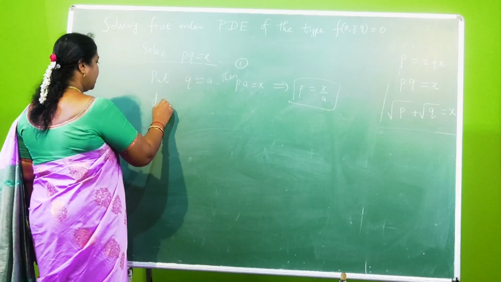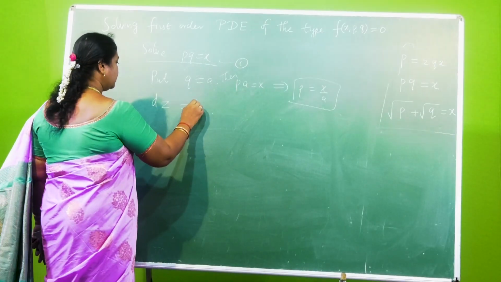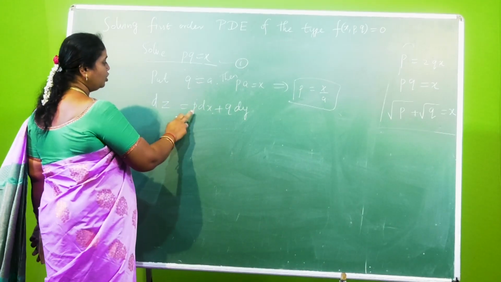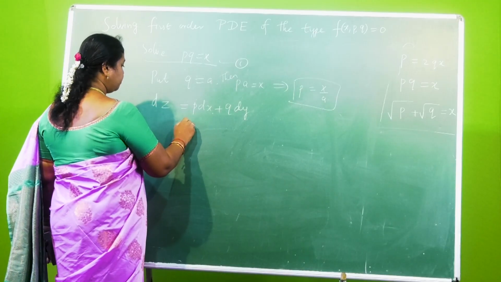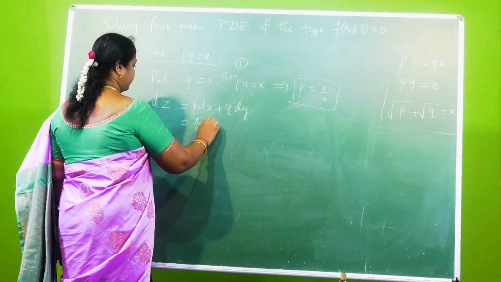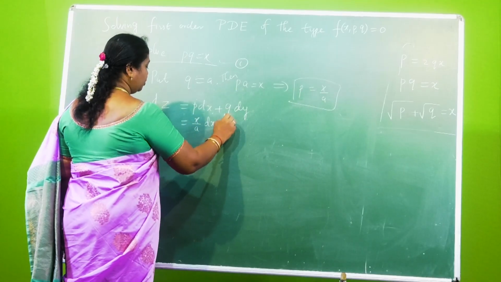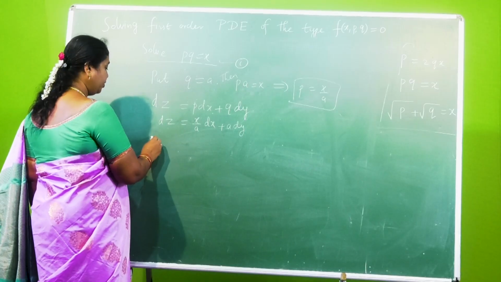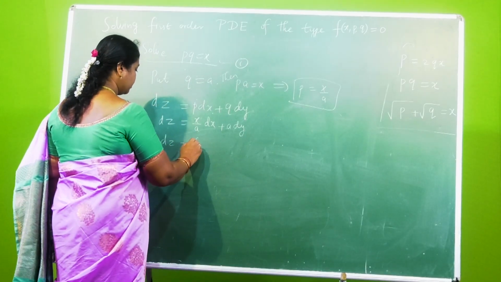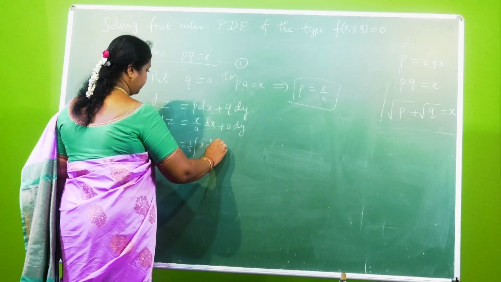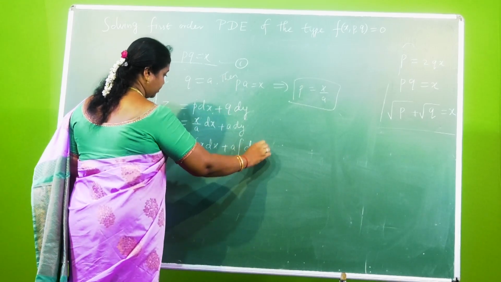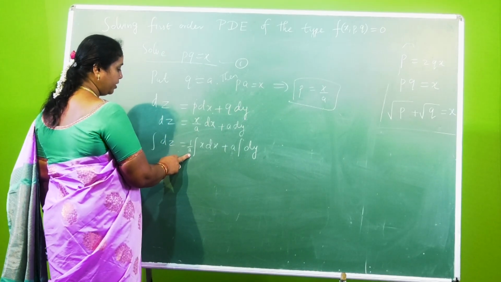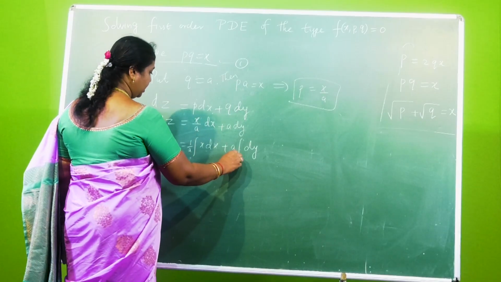You have to consider the total differential of z, that is dz equal to p dx plus q dy. If you replace p by x by a, q by a, so we have to do integration. If you do integration, what will you get? Integral dz equal to 1 by a, which is a constant. If we take it outside, 1 by a integral x dx plus a integral dy.